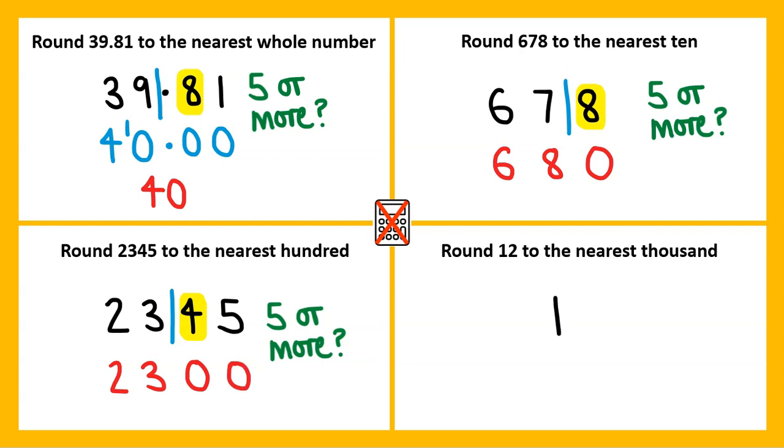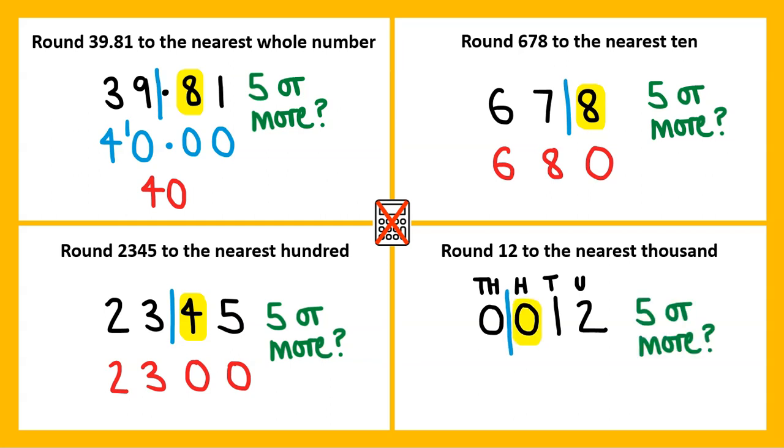Lastly, we're rounding 12 to the nearest 1000. We can see the units column, the tens column, but we can't see the hundreds and thousands, so let's put those in and put some placeholders. My rounding line needs to go after the thousands column, which is this one. Looking at the next number, which is less than 5, means I'll need to round down. The number in the thousands column will stay the same, and everything after the line will turn to zeros, which means that my final answer can be written as 0.